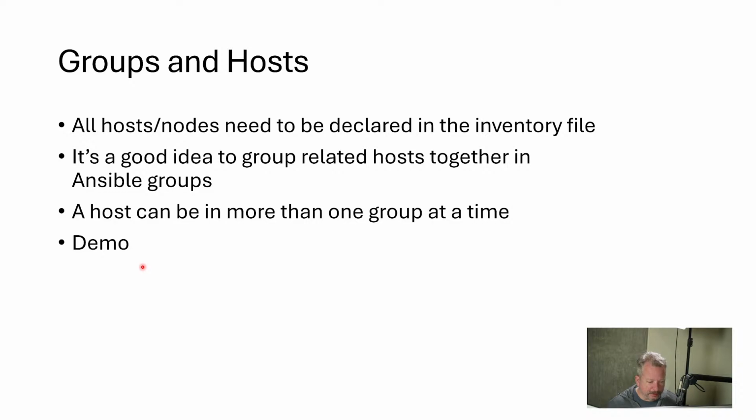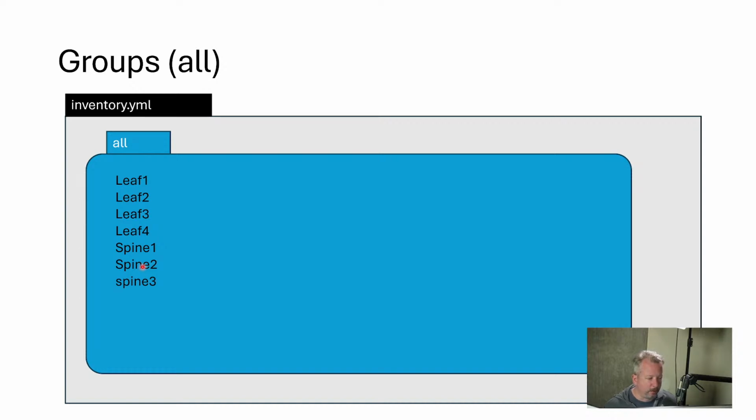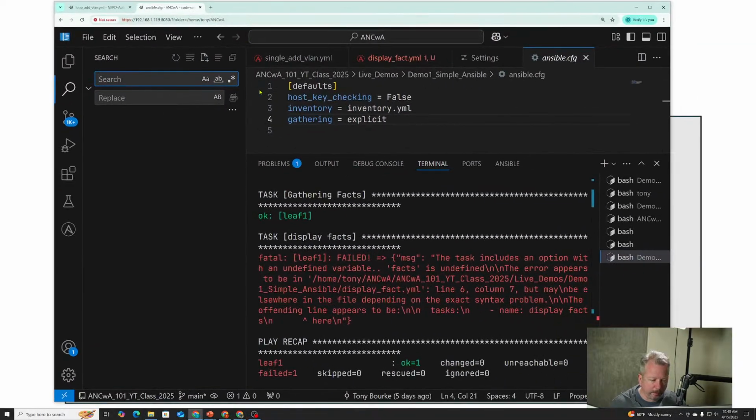So all hosts and nodes need to be declared in the inventory file. Whatever we're controlling through Ansible, if Ansible doesn't see it in the inventory file, Ansible is not doing anything with it. It's a good idea to group related hosts together in Ansible groups. You don't have to organize your hosts into groups, but it really makes a lot of sense to do so. And a host can be in more than one group at a time. So here's an example of a group. Let's say we've got 3 spines and 4 leaves, and we just put everything into the all group. You can do it that way, and for some simple installations that may be just fine.